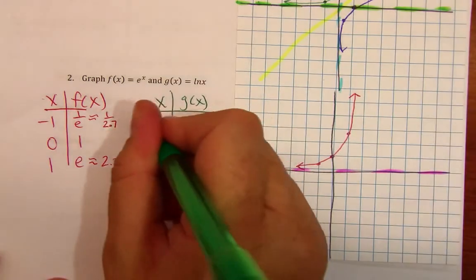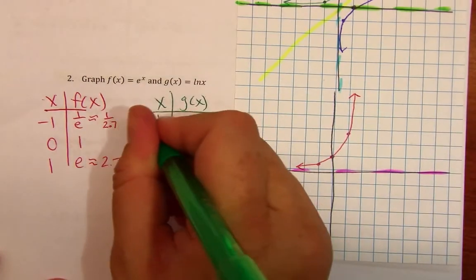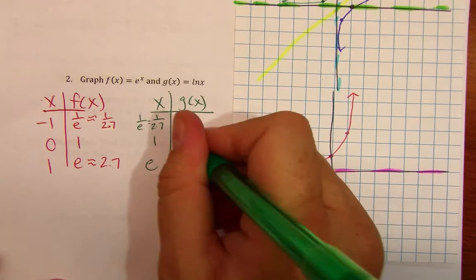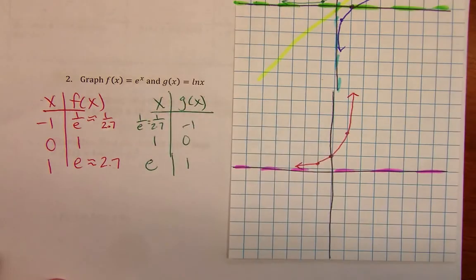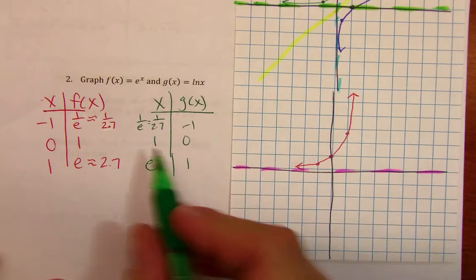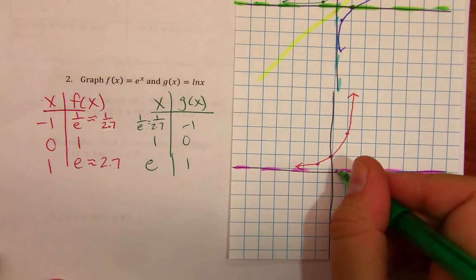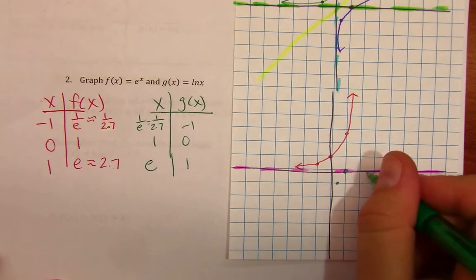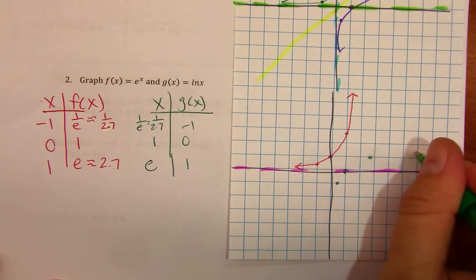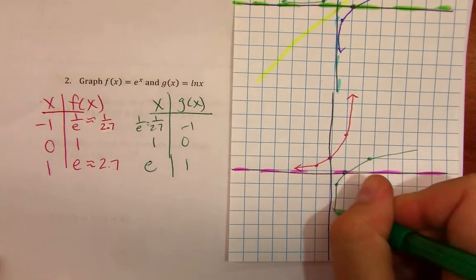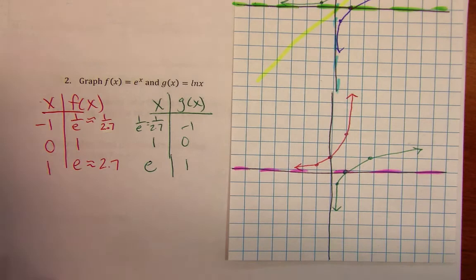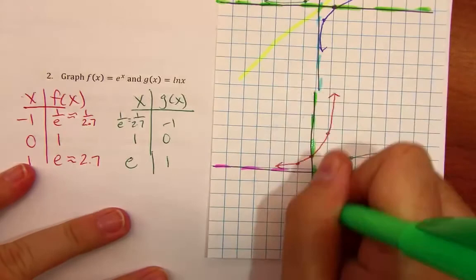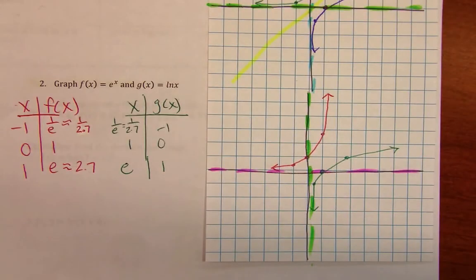So I'm plugging in 1 over 2.7 or 1 over e, plugging in 1, and plugging in e. And I'm going to get out 1, 0, and negative 1. So let's go ahead and graph those points. So I have 1 over 2.7, and that's going to give me negative 1. Plugging in 1 gives me 0, and plugging in e, which is about 2.7, gives me 1. And this is the graph of the natural log function. I also have my vertical asymptote now at 0. And that's it. Those are those graphs.